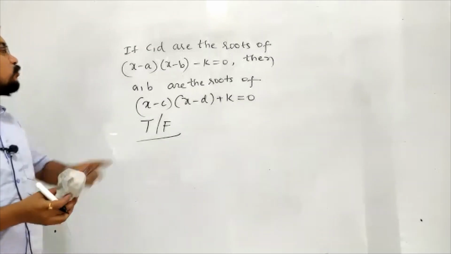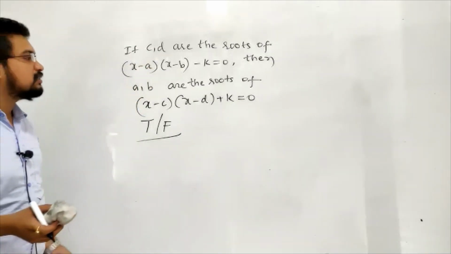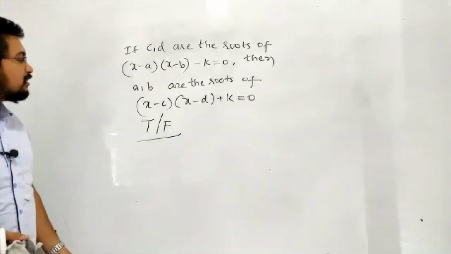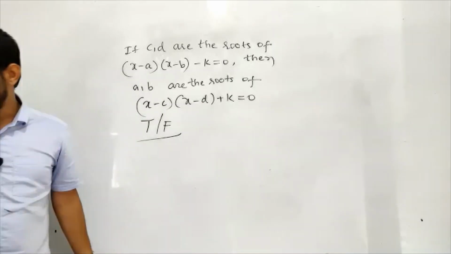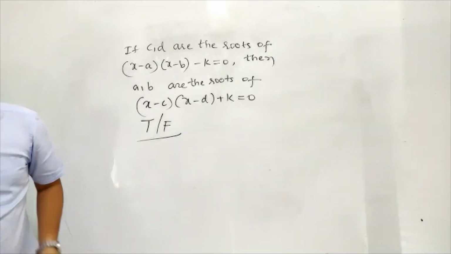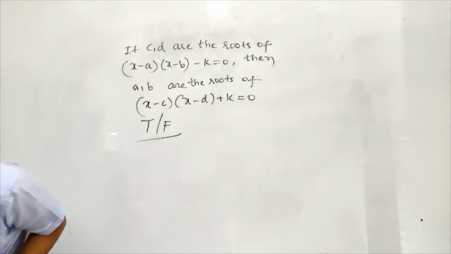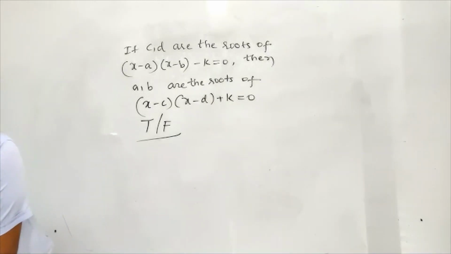If c, d are the roots of (x minus a)(x minus b) minus k is equal to 0, then a, b are the roots of (x minus c)(x minus d) plus k is equal to 0. True or false? Type your answer in the chat box.